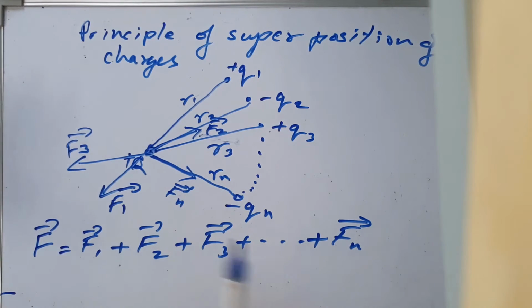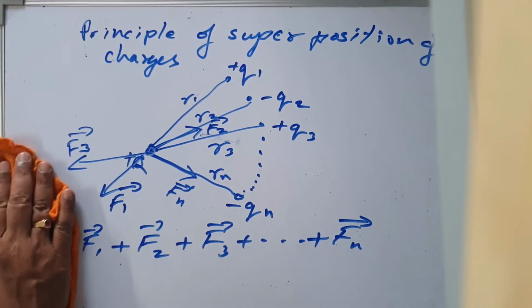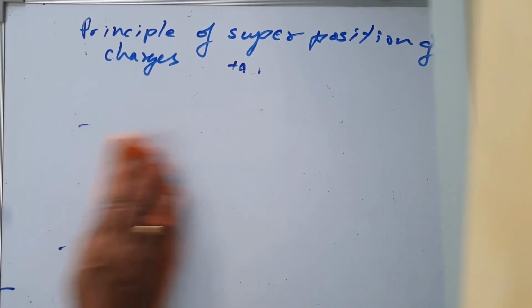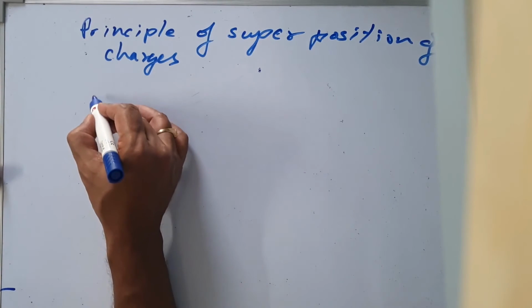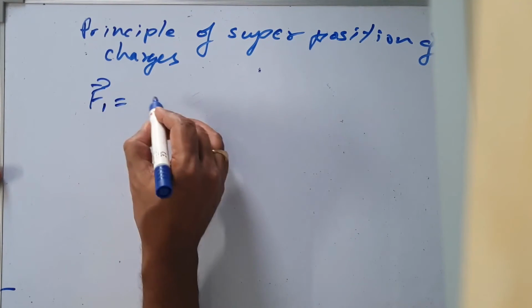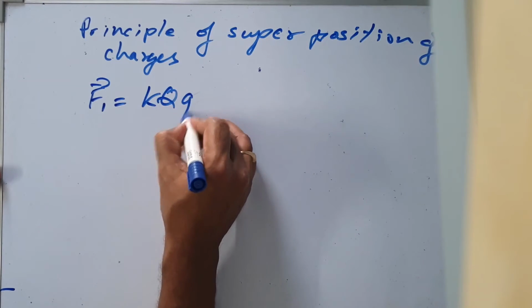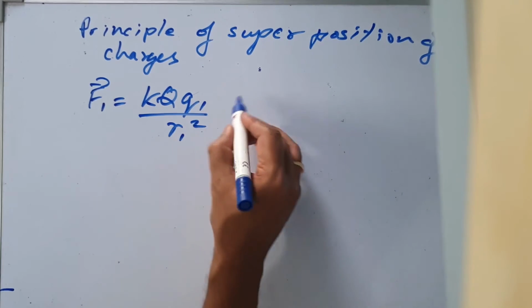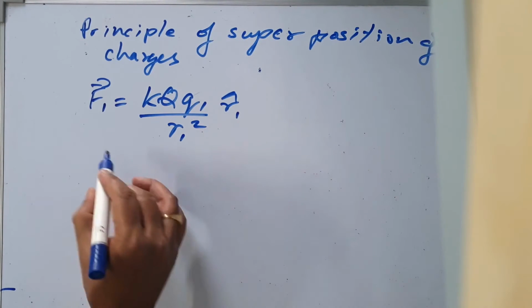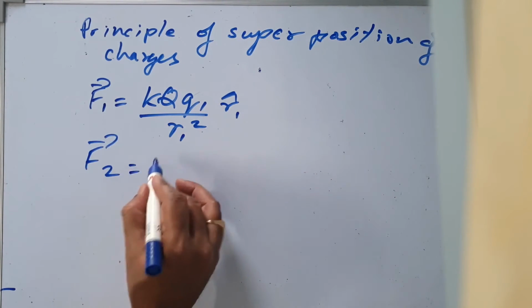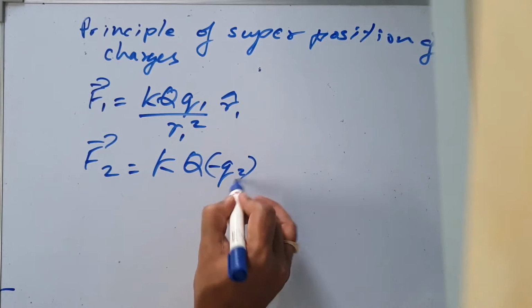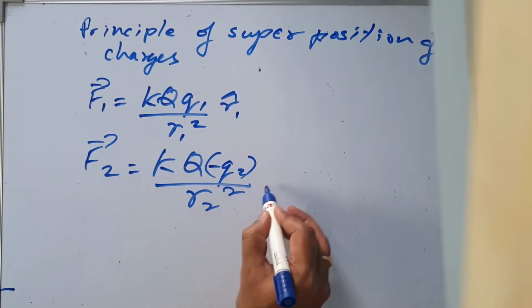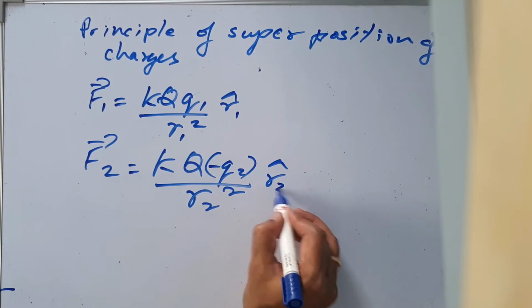So, is this clear? Now, you can apply the same principle of superposition to find electric field at a point due to each individual charge. Before that, what was this F1 which we had shown just now? Vector F1 would have been K Q Q1 upon r1 squared, unit vector r1. What is F2? K Q into minus Q2 upon r2 squared, unit vector r2.